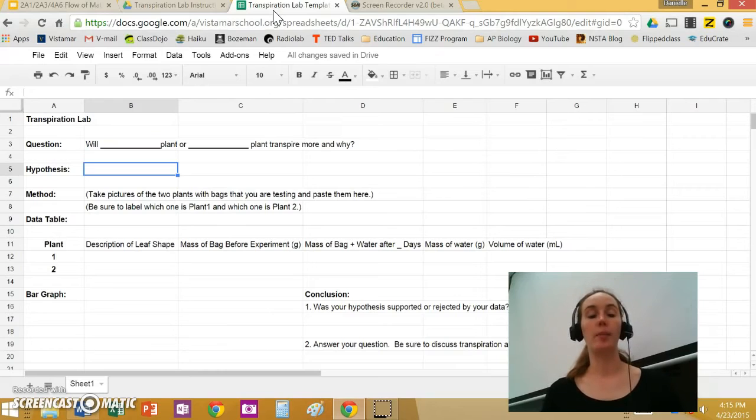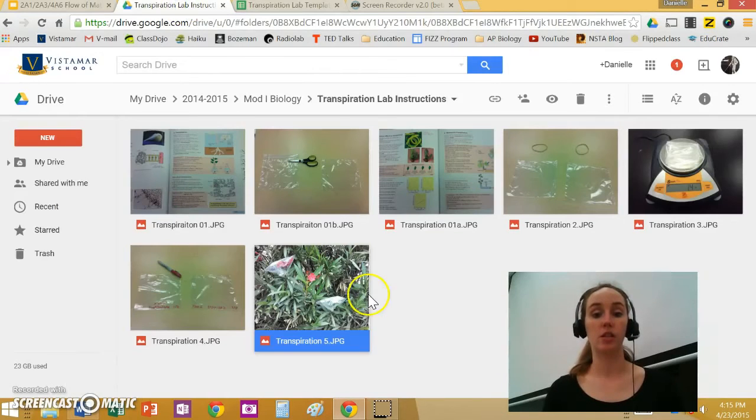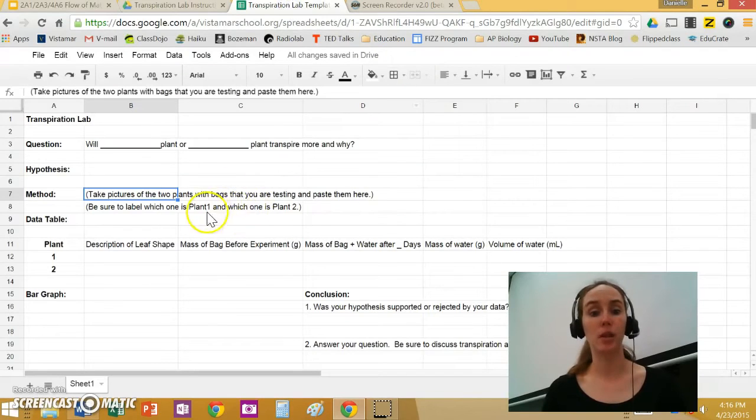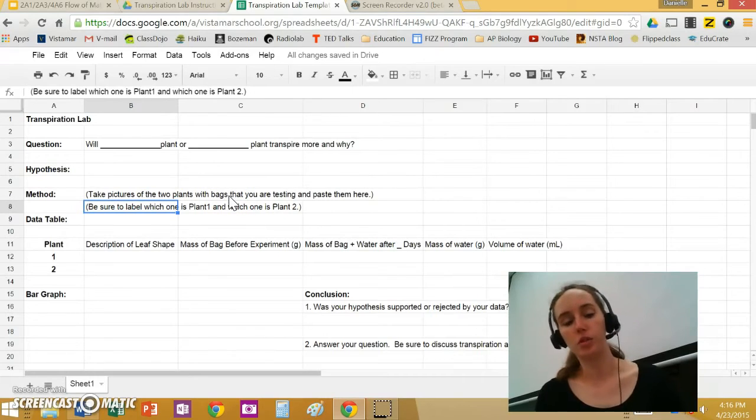But their hypothesis needs to be an answer to their question with an explanation of why they think that's true. For methods, instead of having them write up a method, I just have them take pictures, either of their two bags together if it's close, or each one has its own up close picture, and I just have them put those pictures right here. And again, they just need to label which is plant 1 and which is plant 2 if it isn't obvious from the picture.